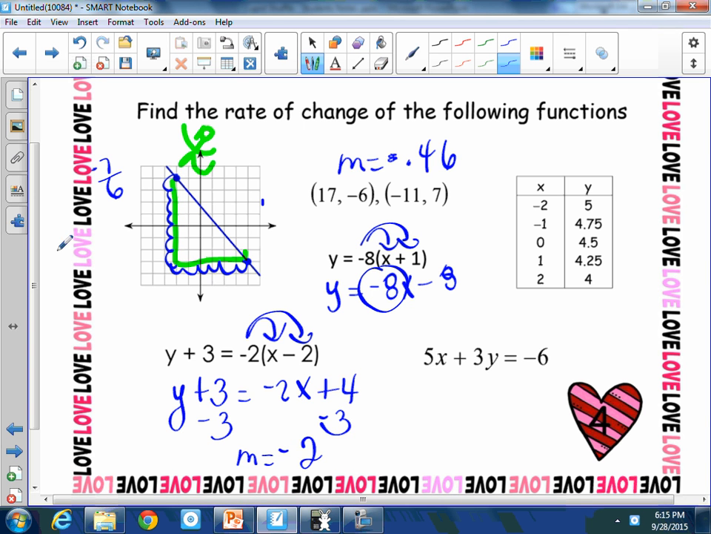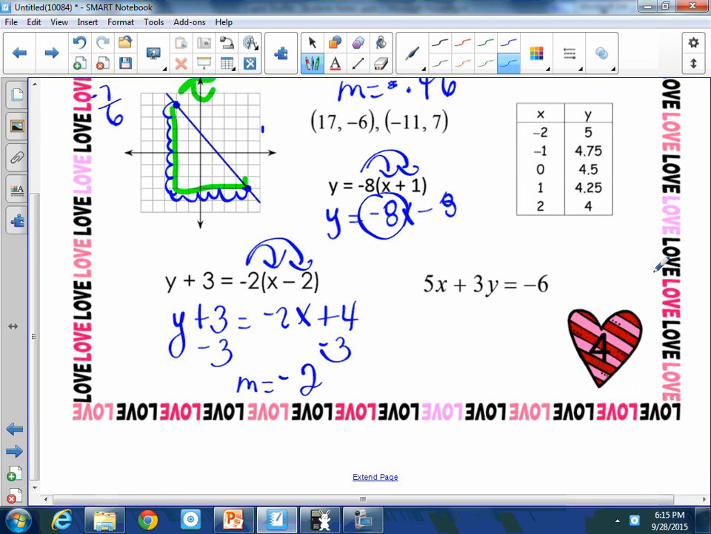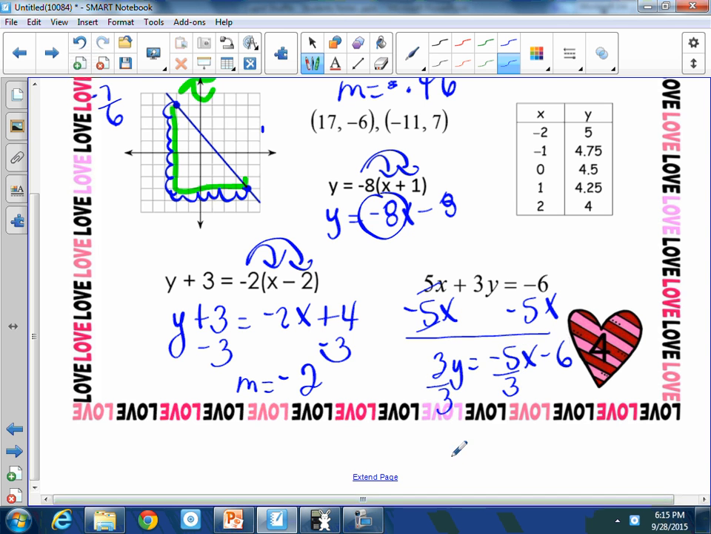In here, I have to solve for y. So I'm going to say minus 5x. That's 0. So 3y equals negative 5x minus 6. Now I'm going to divide by 3, and voila, there's my slope. I don't even need to finish because I'm just looking for rate of change. And remember, for this one, just go to stat.